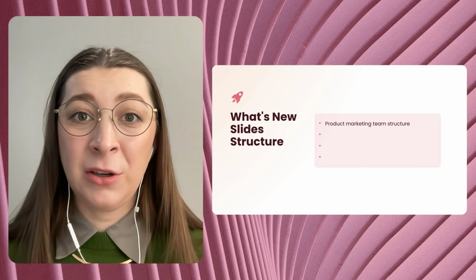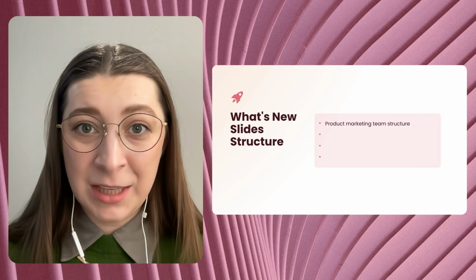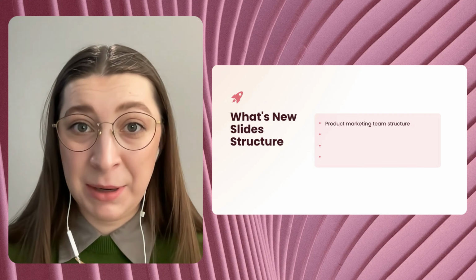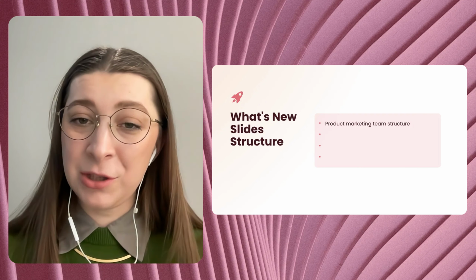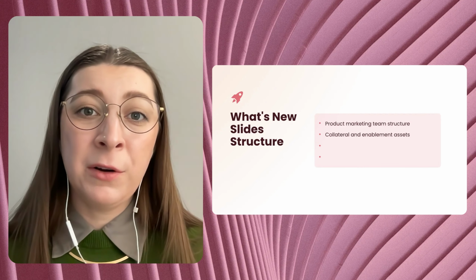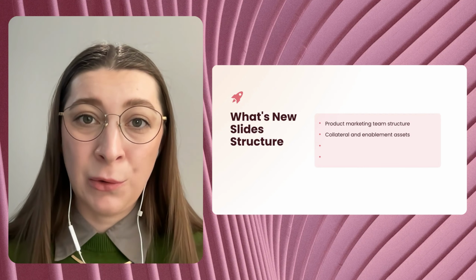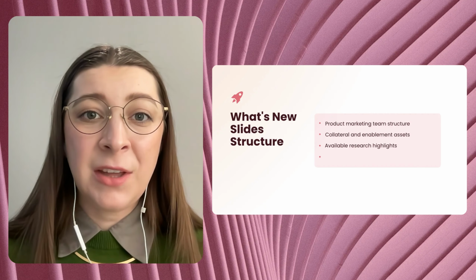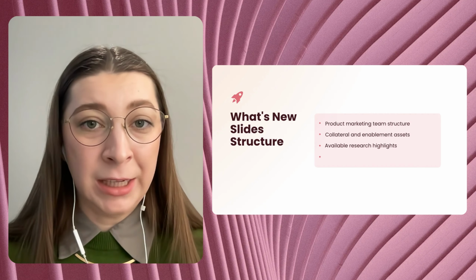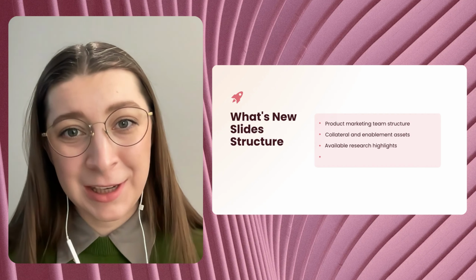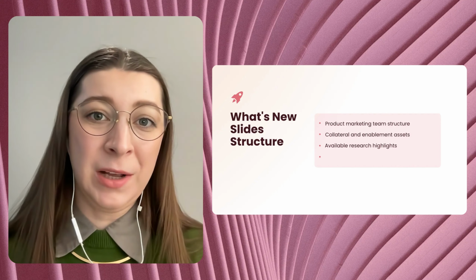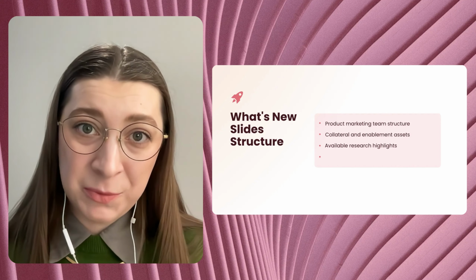And here is the structure of the slides that I use. So there's an intro slide with the reminder of how our product marketing team looks and who to go to with questions depending on technology if you have this separation. And then we go over the collateral and enablement assets, both new and upcoming. If there was any research done, we highlight it as well. Sales or go-to-market teams, they love insights, especially the ones they can share during conversations with prospects.